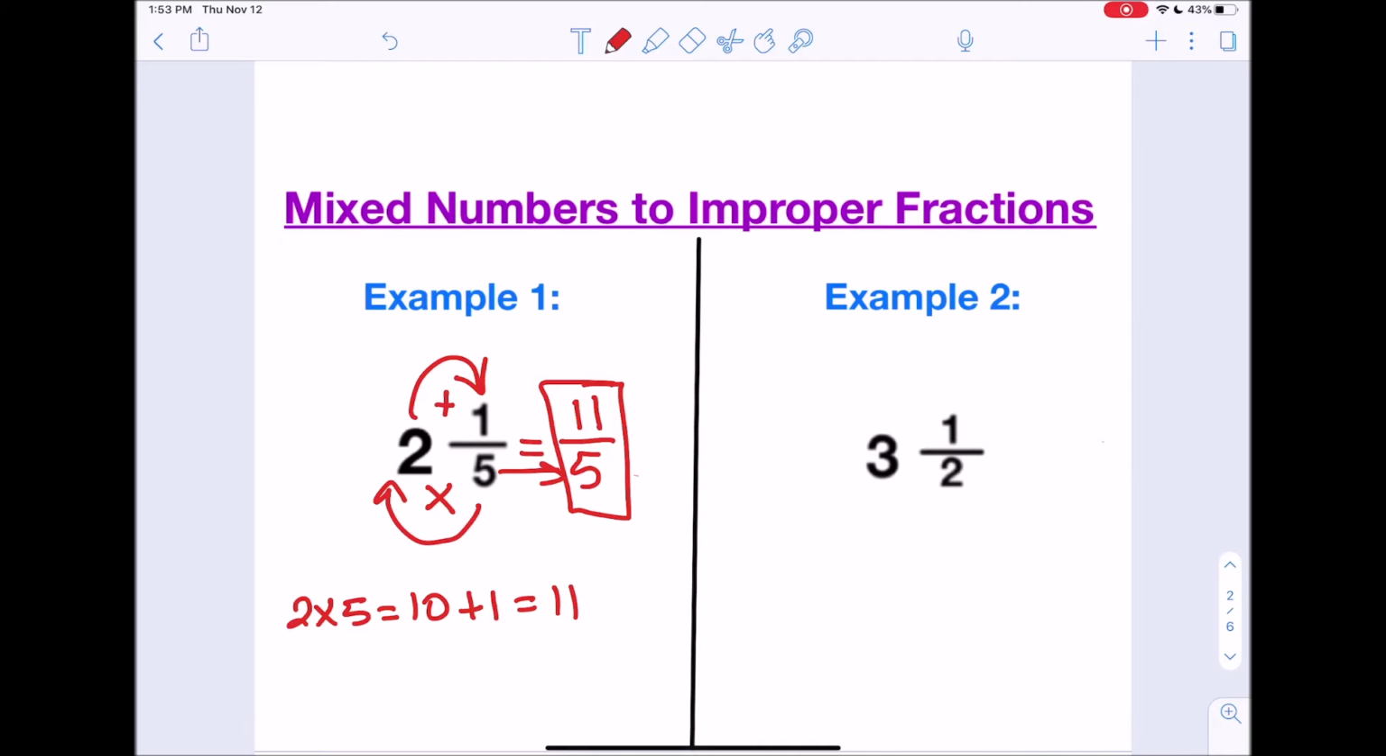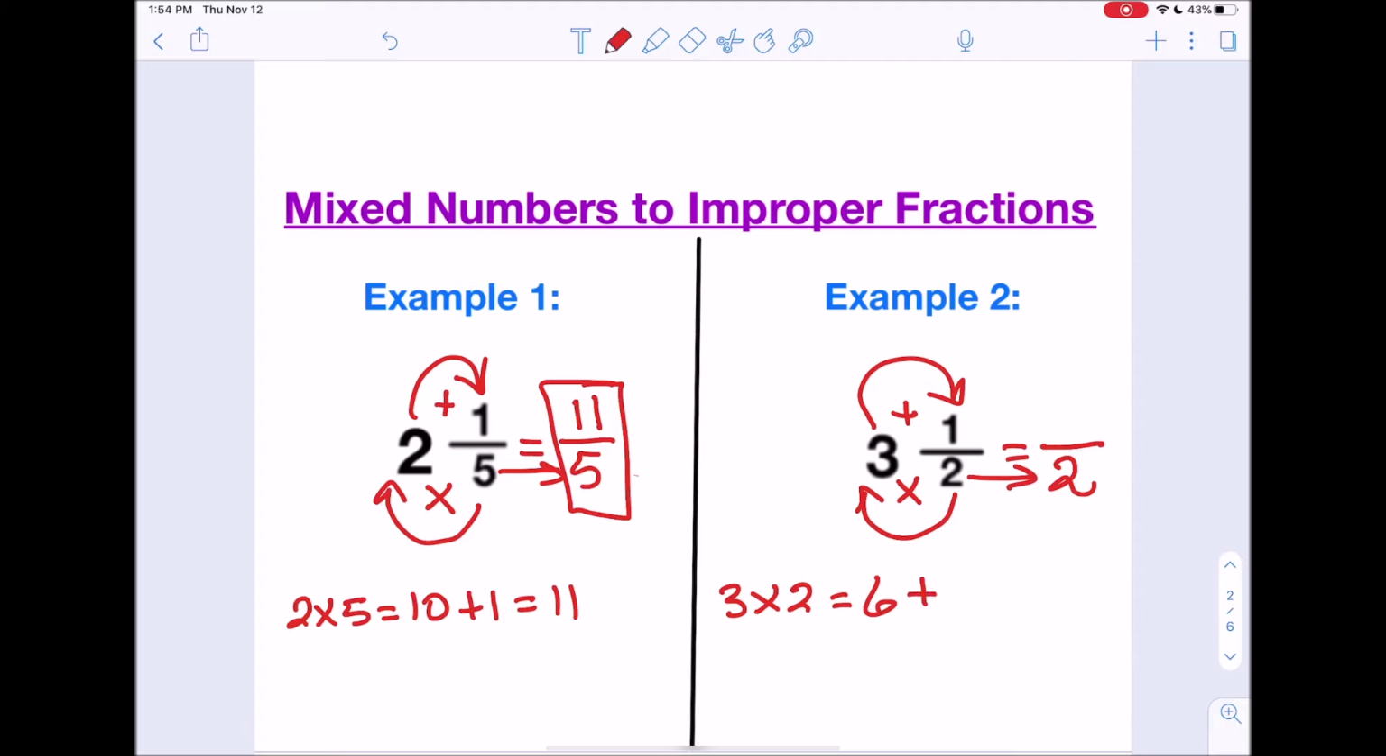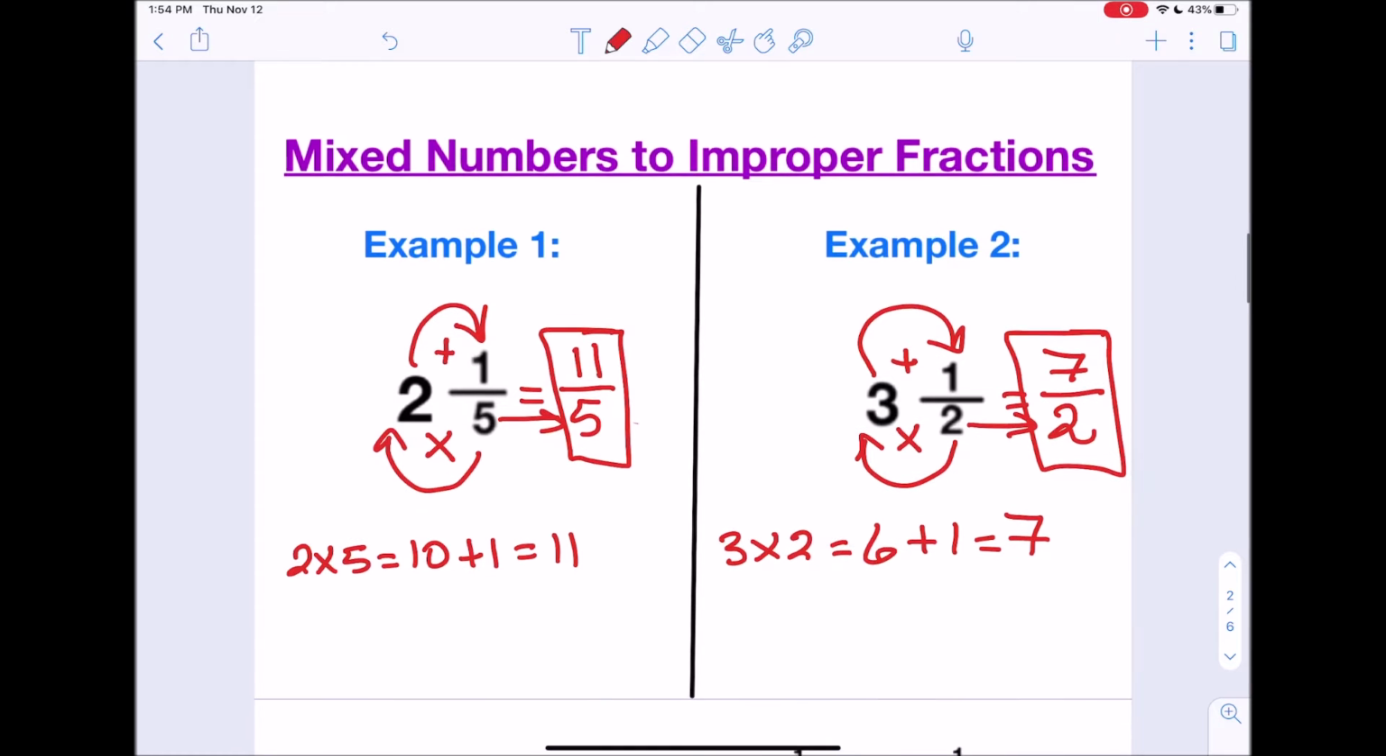For example 2, we're going to do the same thing. We're going to multiply the denominator times the whole number, and then we're going to add the numerator. Remember, in our answer, the denominator stays the same. Okay, so 3 times 2 equals 6. 6 plus 1 equals 7, and our improper fraction is 7 over 2. Okay, so that's how you change a mixed number into an improper fraction. All right, so let's get started multiplying mixed numbers.